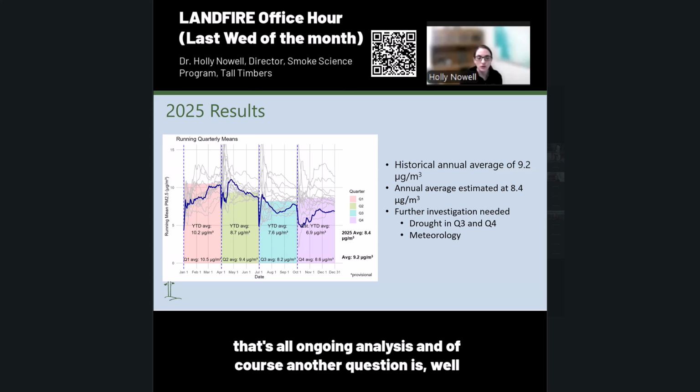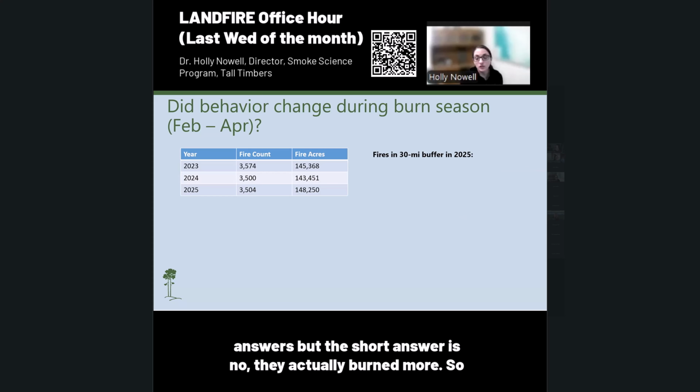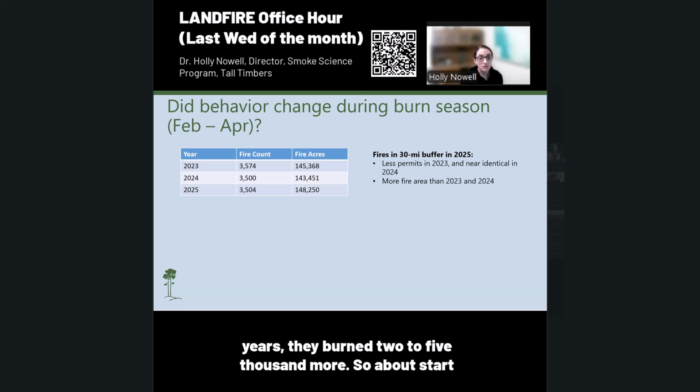And of course, another question is, well, did people just burn less? Did the restrictions cause them to not be able to get their burns completed? So I'm going to go through this slide kind of quickly so we have more time for question and answers. But the short answer is no, they actually burned more. So within the 30-mile buffer in 2025 compared to the previous 2 years, they burned 2 to 5,000 more acres. So about 3,000 more acres than in 2023 and 5,000 more than in 2024.